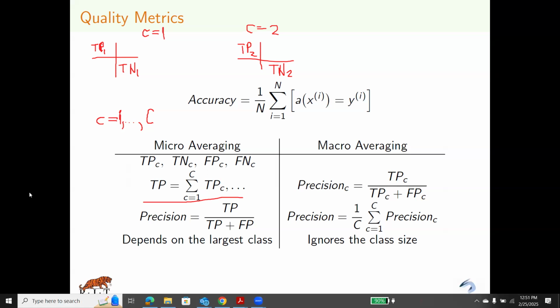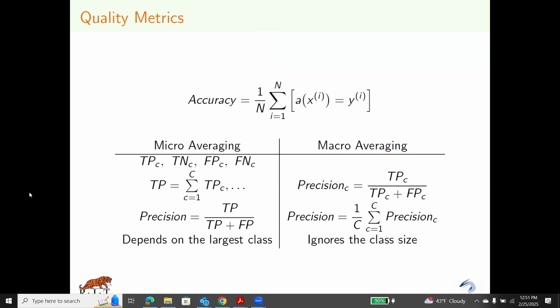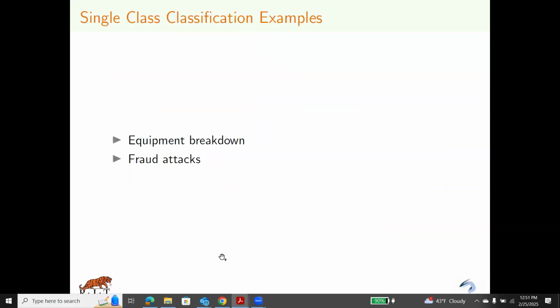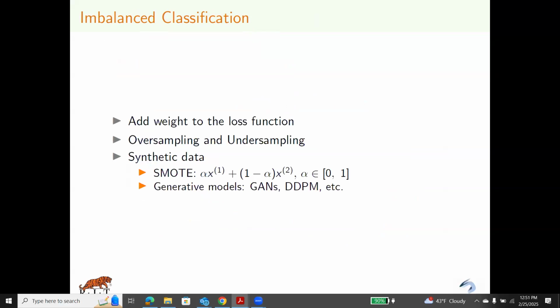Okay, I think that's it about quality metrics. Now, if we have time, we will talk about unbalanced classes. For now, let's go to our problem solving.